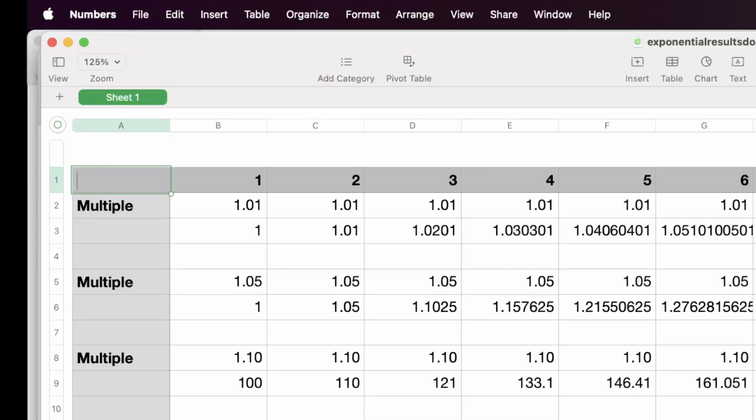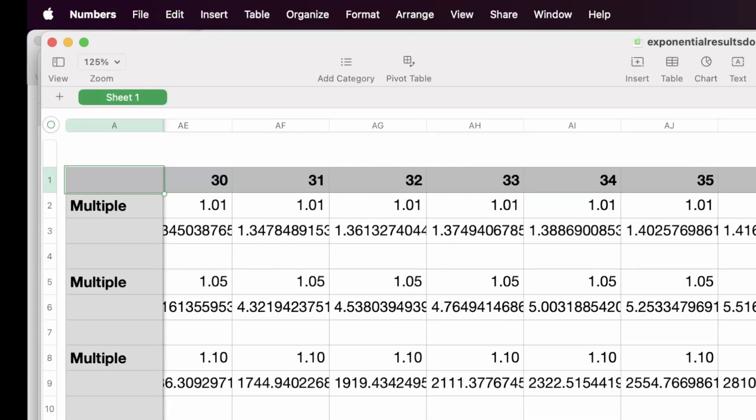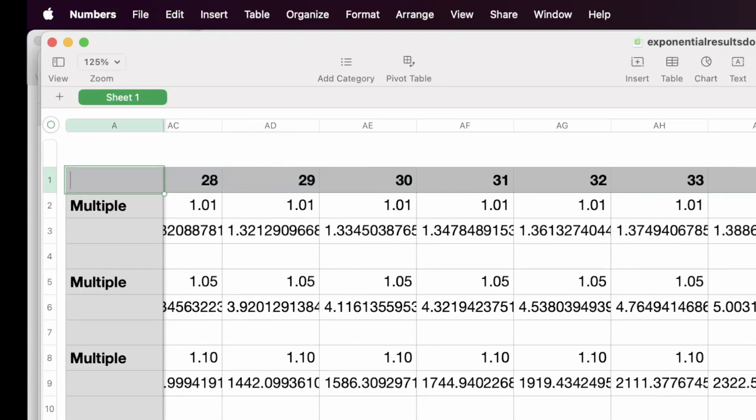So let's take a look at the math. If we think about a very, very small change, and we'll just start with this, which would be a 1% change. We'll call this on a daily basis. So 1.01 times 1.01. So each day we're multiplying an additional 1% change. Now, if we take this out to 30 days, we have what really feels like a minuscule increase.